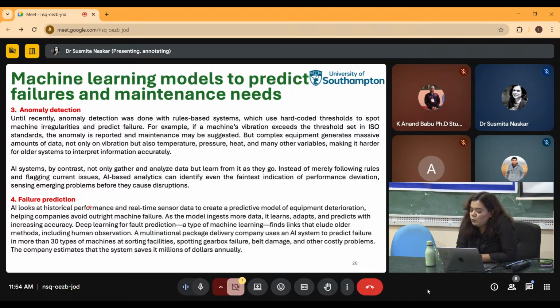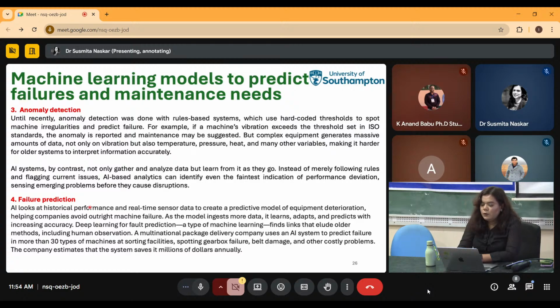They use AI to monitor over 30 types of machines at their sorting facilities, spotting gearbox failure or any kind of damage or other issues quite early, and that actually helps the company save millions of dollars very early, which can prevent the downtime, right? We can also prevent the repair.